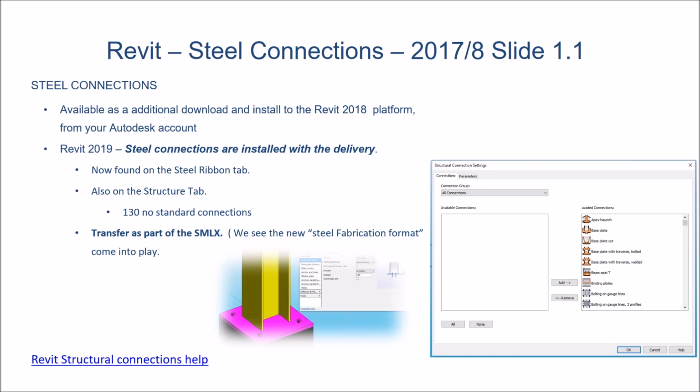So you can create your connection in advanced steel, or you can create it in Revit, and you should be able to transfer it backwards and forwards. I do tend to load them all myself into my template. I don't want to load individual connections and try and find them. I just go and load them all at the start. I think I probably said that last week in my presentation.